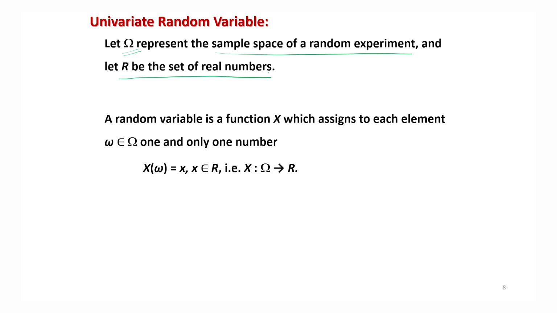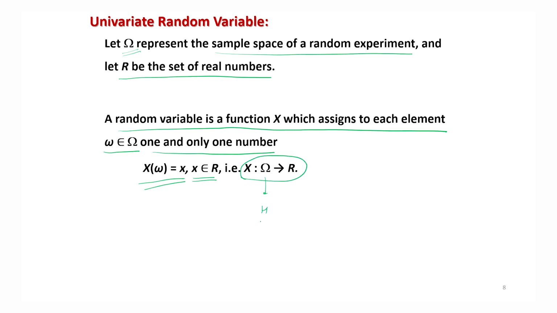Right. Now I can define, or I can say that a random variable is a function X which assigns to each element small omega belonging to capital Omega one and only one number. For example, X(omega) is equal to small x belongs to R. That is, X is trying to map capital Omega to R. So you can see here, capital Omega in the earlier example had 2 points H and T, and R had here 2 points 1 and 0. H is being transported to 1 and T being transported to 0. So H and T are mapped to 1 and 0 respectively.